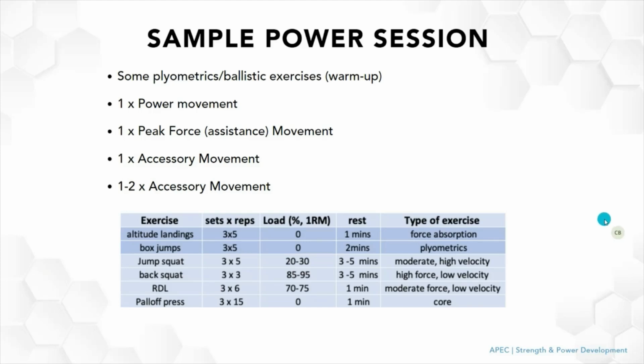And then following that, I moved on to the assistance exercise, which in this case was a back squat. So we're assisting that first one, and this was performed for 3 sets of 3 reps at a very heavy load, so 85 to 95%. And then my 2 accessory movements here were just an RDL, so that was a moderate force exercise at very low velocity, and then I finished off with a core exercise.